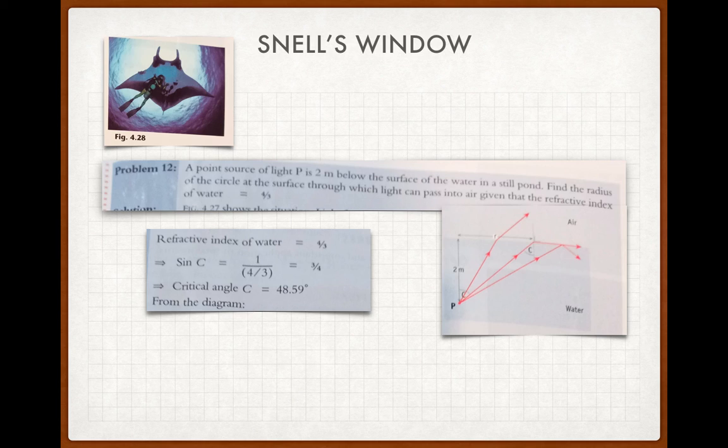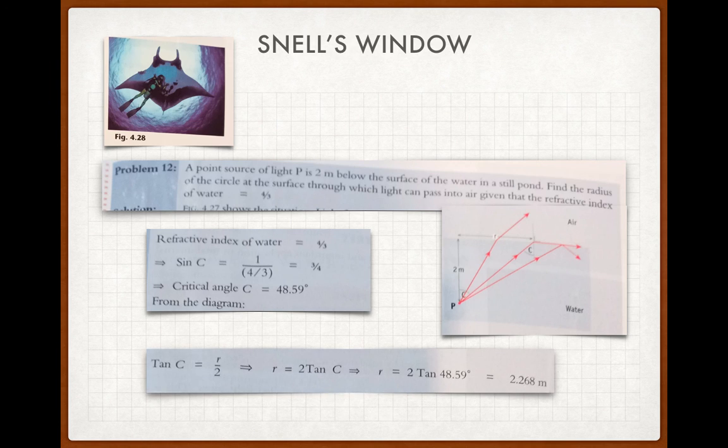Refractive index is 4/3. Refractive index is 1 over sine C, so sine C is 1 over n. And the critical angle works out at about 49 degrees. Once we have that, we use it on the right angle triangle. We're looking for the opposite, which is the radius, and we have the adjacent, which is 2. So it's tan of 48.59 is r over 2. Rearrange it, and you get r is equal to roughly 2.3 meters.